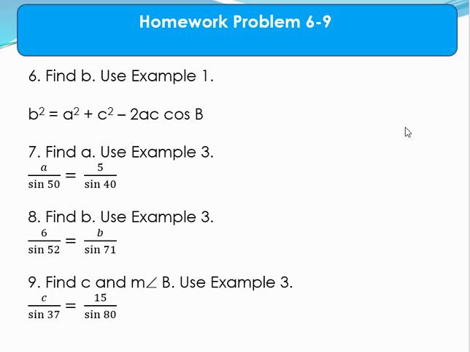Numbers 6 through 9 will be similar to example 1, and number 6 will use this equation: b squared equals a squared plus c squared minus 2ac times cosine B. Number 7 will use example 3, and here is the equation that you will need to use to solve. You do not need to solve an angle for this one. You're just going to solve for a side length. The same for number 8, just a side length. Number 9, you'll solve for a side length and for an angle.